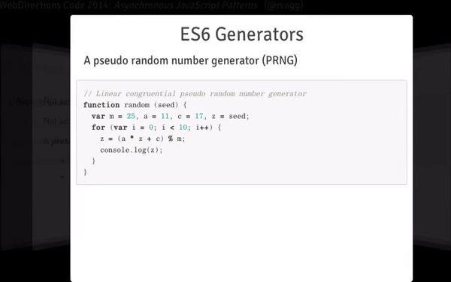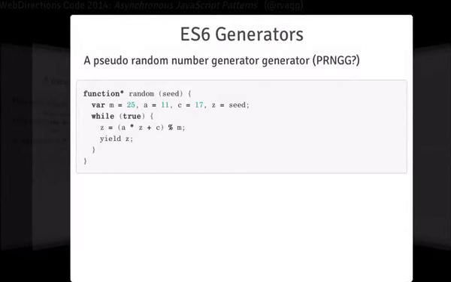In this case, I'm only doing 10, so we seed it with some number. The same seed will give us the same sequence of numbers, so you want a good seed for a random number generator. And we'll print out 10 random numbers. So that's nothing to do with generators, that's just a random number generator. But we'll turn it into a generator. So this is a pseudo-random number generator.